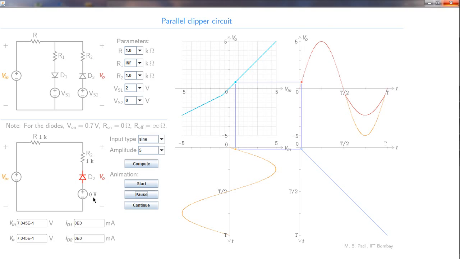What would happen if we change this Vs2 to 3 volts? Let us take this as the reference node for convenience. Then if D2 is conducting, then we have 3 volts minus 0.7 volts. So this node would be at 2.3 volts, and if D2 is just about to conduct, then these voltage drops are 0, and therefore Vi would be 2.3 volts. So that would be the breakpoint, and these slopes are not expected to change because we are not changing the resistance values. So let us check that out.